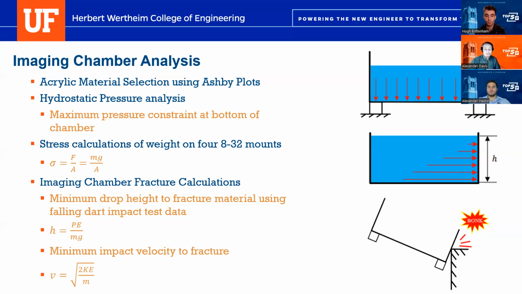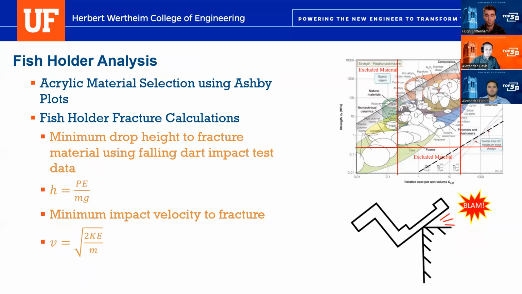The imaging chamber would have to be dropped from a height of over 9 meters to fracture the acrylic, which was deemed highly unlikely when considering the chamber's use and environment. It was determined that the maximum impact velocity that could fracture the acrylic material would be over 13 meters per second, which is once again well within the constraints of a working laboratory.